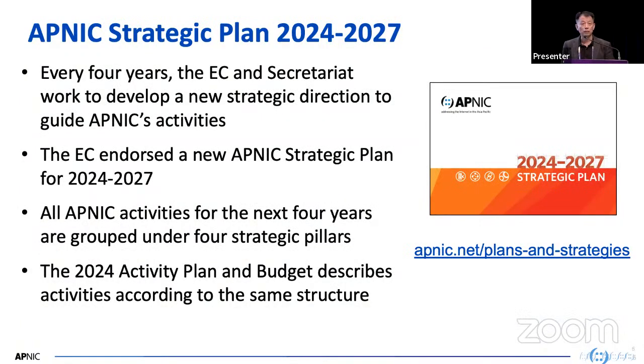As I mentioned, we identify the APNIC strategic plan. We have just come to our strategic cycle from 2024 to 2027. Every 4 years, APNIC and the Secretariat work on developing a new strategic direction to guide APNIC activity. The EC endorsed the new APNIC strategic plan for 2024 up to 2027. All APNIC activity for the next 4 years is grouped under 4 strategic pillars. Paul already introduced this in the activity plan. The 2024 activity plan and budget describe activity according to the same structure, so everything will be in line with the activity direction.